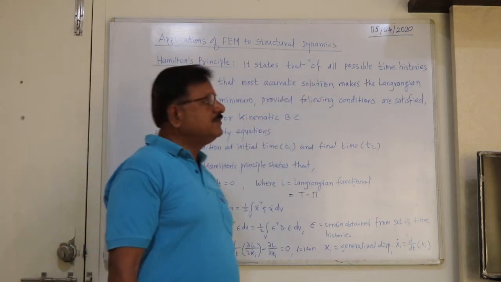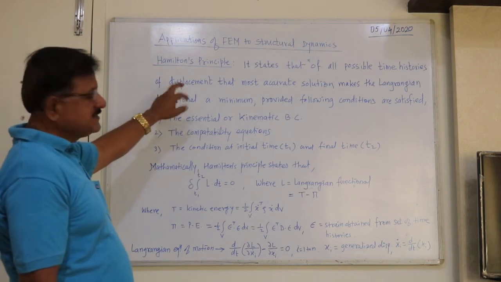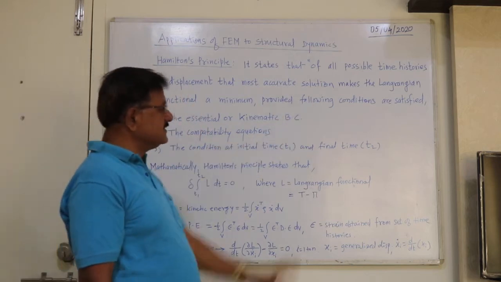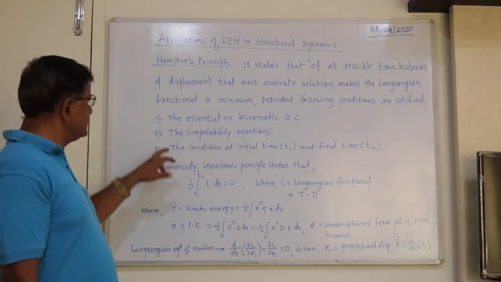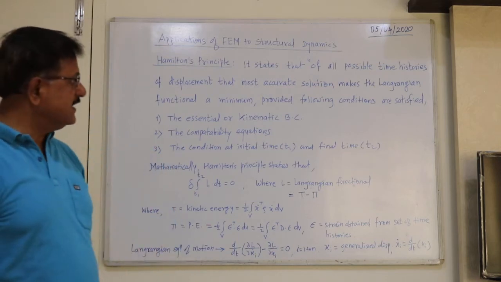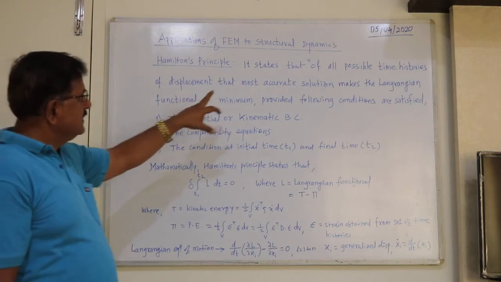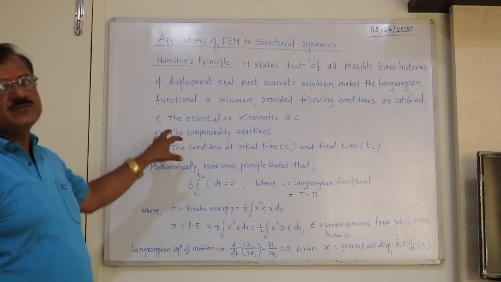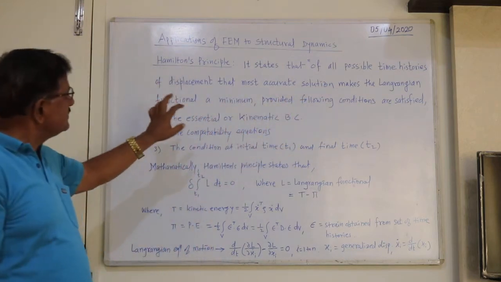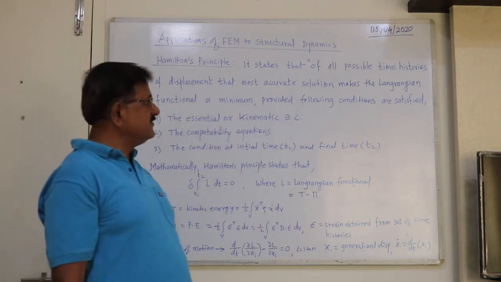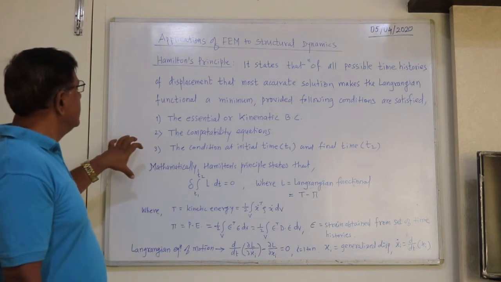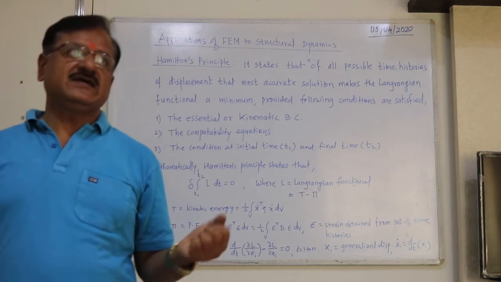It states that of all possible time histories of displacements, that most accurate solution makes the Lagrangian functional a minimum, provided the following conditions are satisfied: the essential or kinematic boundary conditions, the compatibility equations, and the conditions at initial time t1 and final time t2 in dynamics.